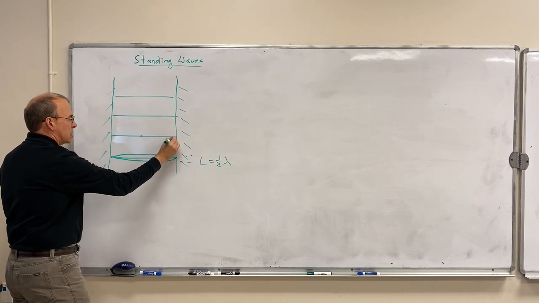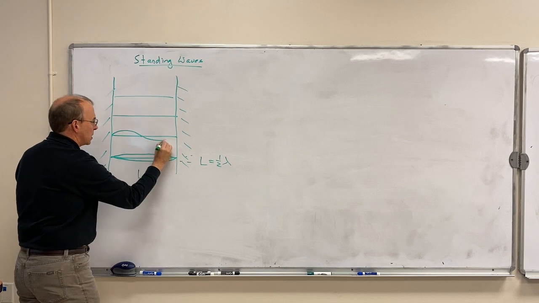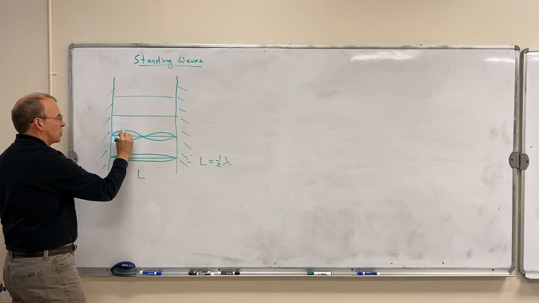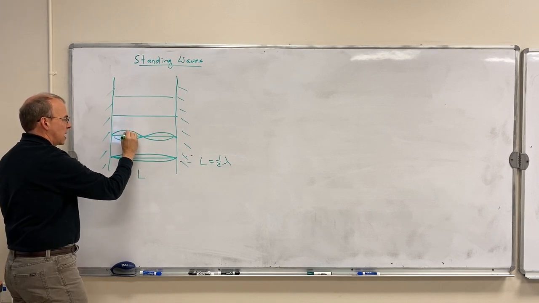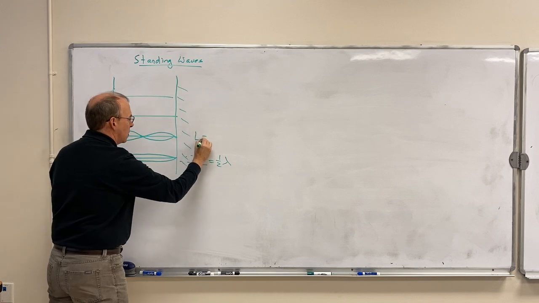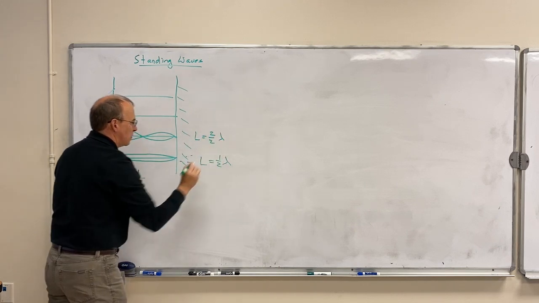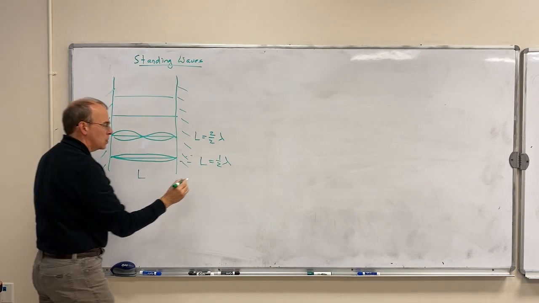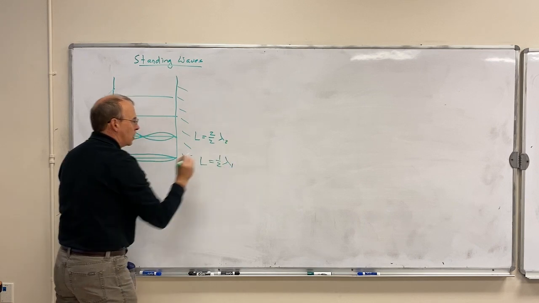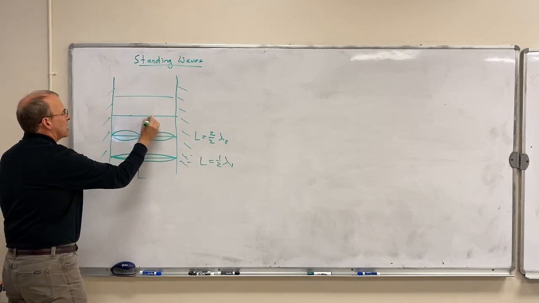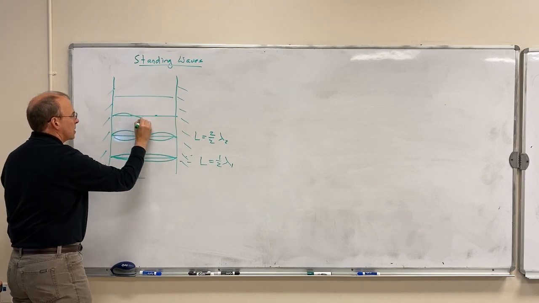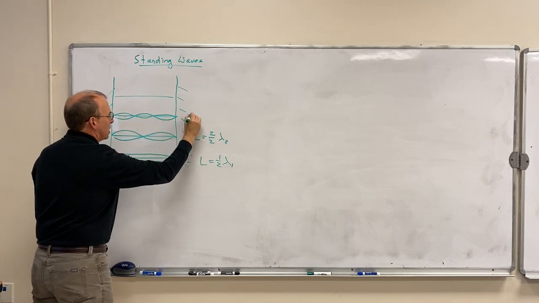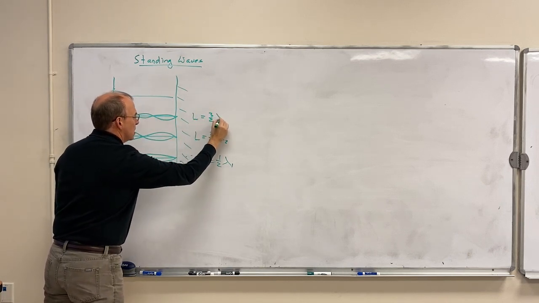The next case that has a node at each end would have a shape like this. That's a whole wavelength, but I'm going to note that it has two of these loops, an antinode and an antinode. So L is 2/2 of a wavelength. But since this wavelength is different than that wavelength, I need to somehow note that. So I'm going to call this wavelength 1 and that wavelength 2. The next case, they could have a node here and a node here, would look like this. Now I've got 3/2 of a wavelength, and I write L is 3/2 of wavelength 3.